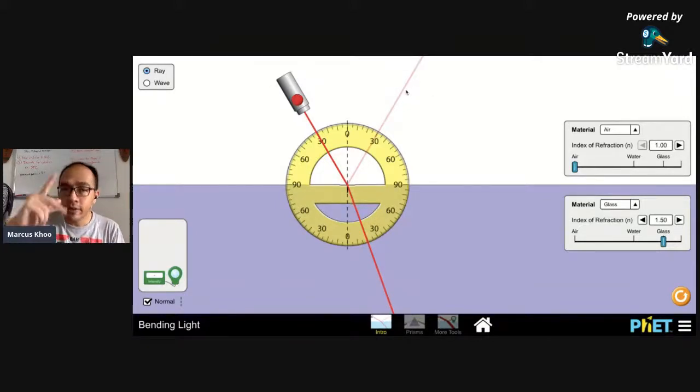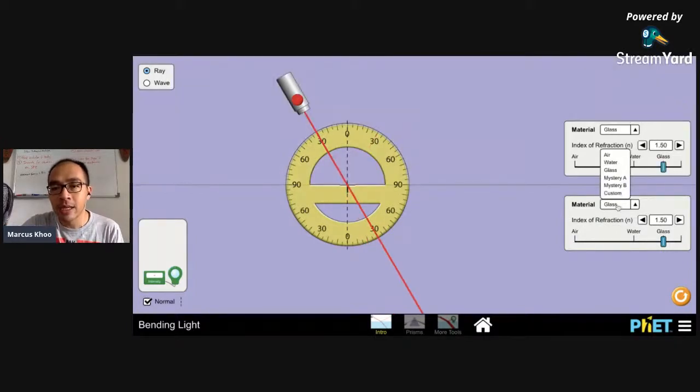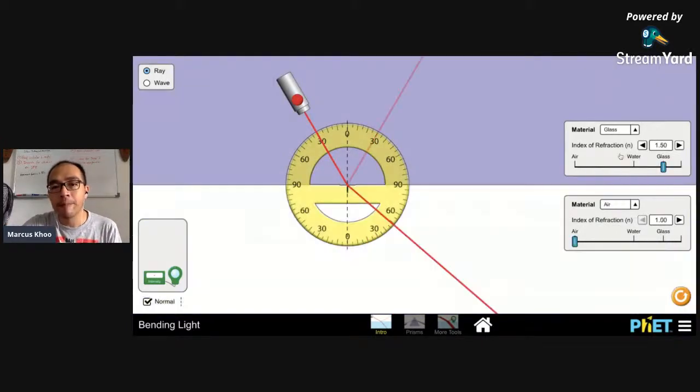Let me reverse the situation around. Let's say I want to travel from the glass into air. Now we know that glass is more optically dense, and air is less optically dense. So going from more to less, it will be refracted further from the normal.